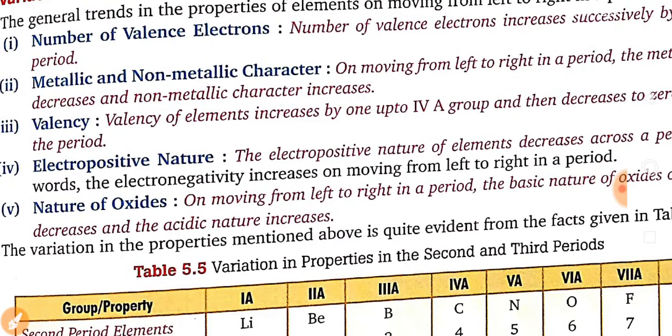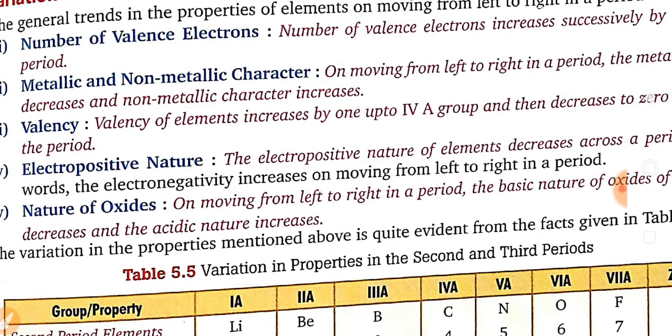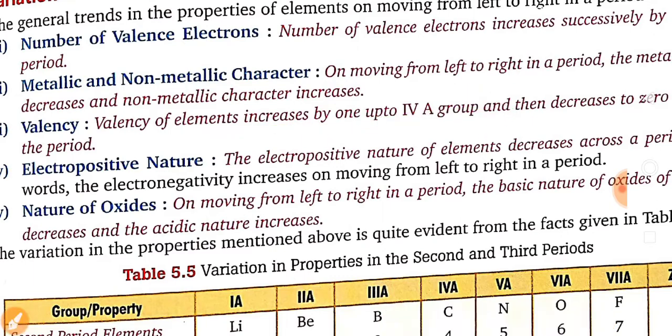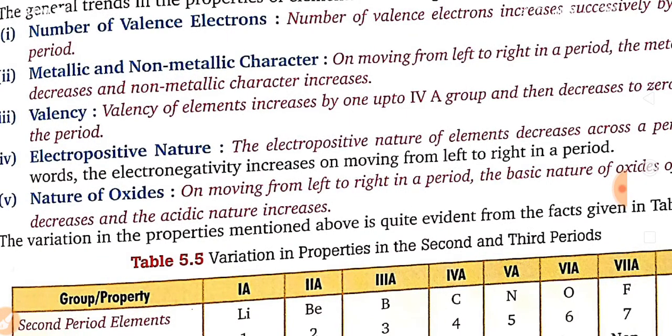And metallic and non-metallic character: on moving from left to right in a period, the metallic character decreases and the non-metallic character increases. Valency of elements increases by 1 up to the fourth A group and then decreases to 0 at the end of the period.